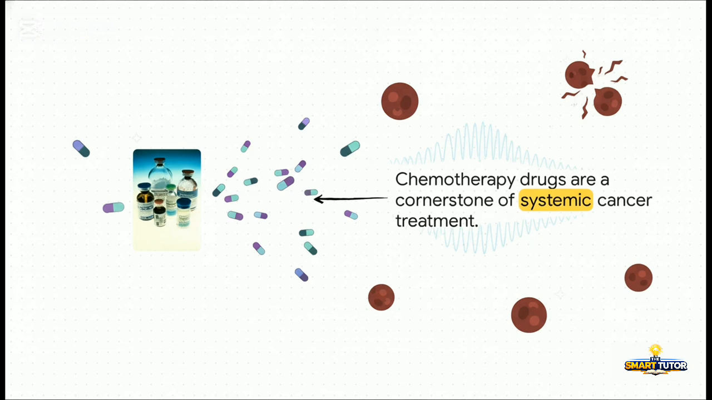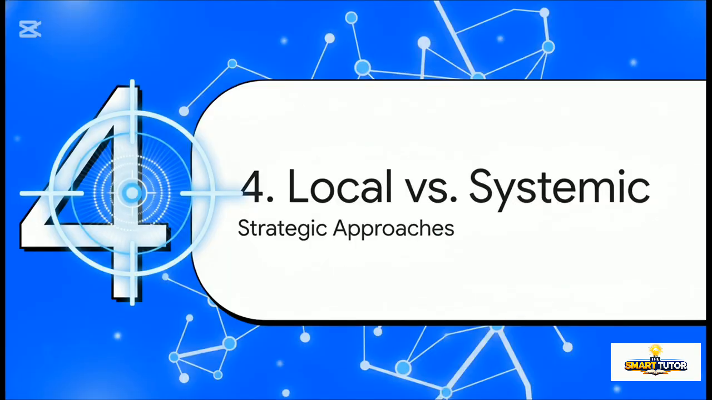Let's zoom in on chemotherapy for a second. These are really powerful drugs that are designed to kill or at least slow down the growth of cancer cells pretty much anywhere in the body. And the way chemotherapy works, well, that brings up a really, really important strategic idea that we need to talk about next.